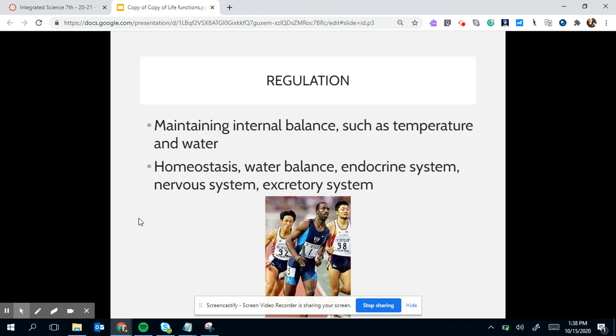The fourth characteristic of life is regulation. Regulation means that the living thing tries to maintain internal balance, such as temperature or water. This process can be done through homeostasis, water-based balance, the endocrine system, the nervous system, or the excretory system. So living things try to protect themselves by maintaining a balance.